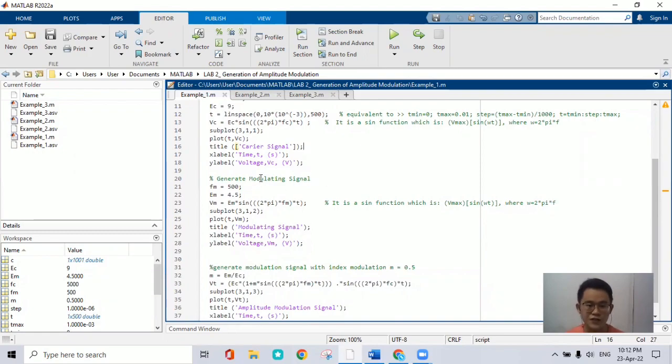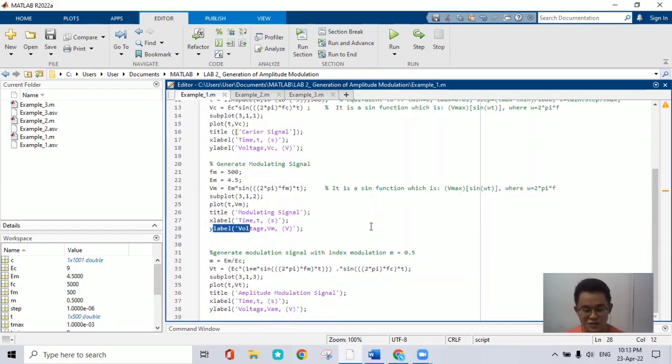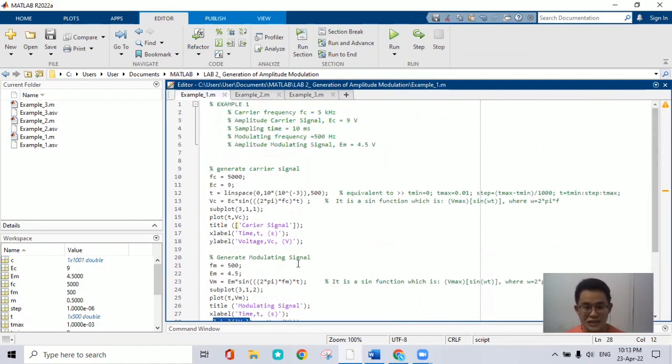And after that, we need to generate our modulating signal. The thing is the same: we need to call out our variables and generate the signal by a sine function, from the formula of amplitude multiplied by sine omega t, where omega is equal to 2 pi f. Then we place our graph into the second place of the 3 by 1 dimension table, and then we plot it, add the title, add the x label, and add the y label.